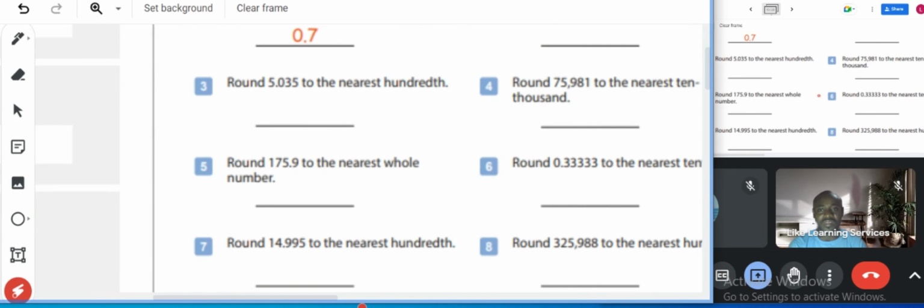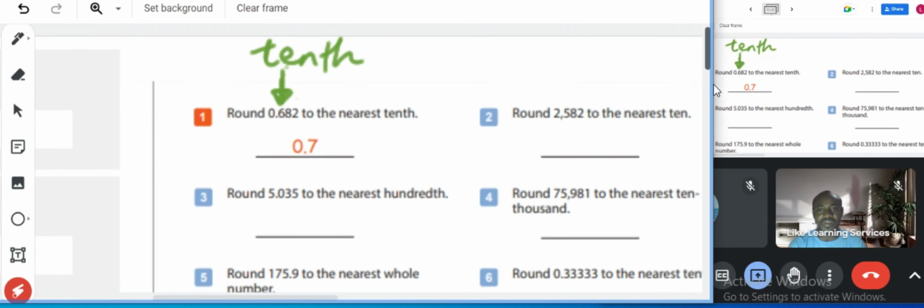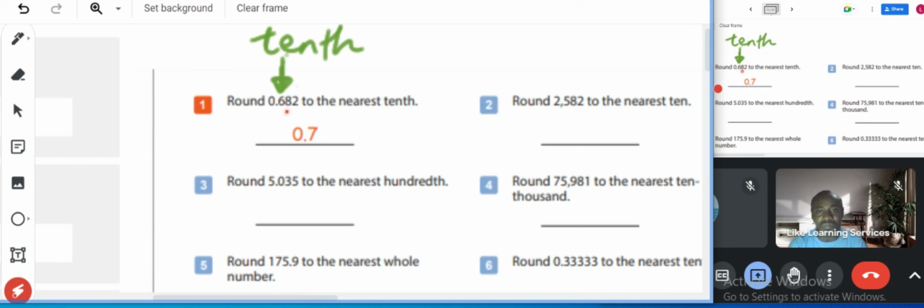Okay, so the question wants us to stop at what? Let me read it again. That's question number 1. It says round 0.682 to the nearest tenth, right? Yes. So we stop at 6. So we look at the next number, 8, which is anything from 5 and above, like 5, 6, 7, 8, 9. You call it 1 and add to the number you are stopping at. So that becomes 1 plus 6, 7, isn't it? Yes. So the answer becomes 0.7.